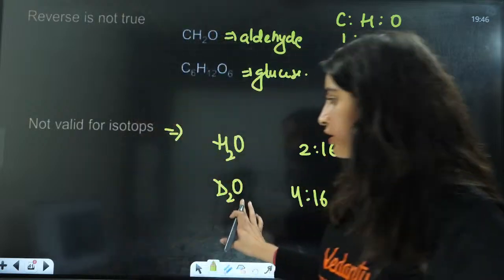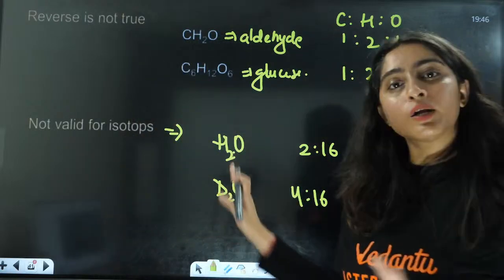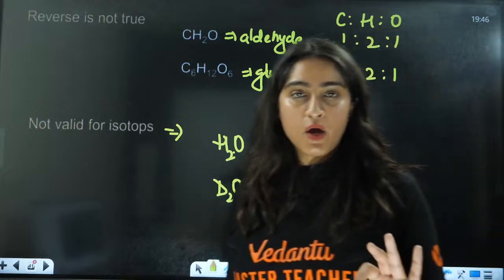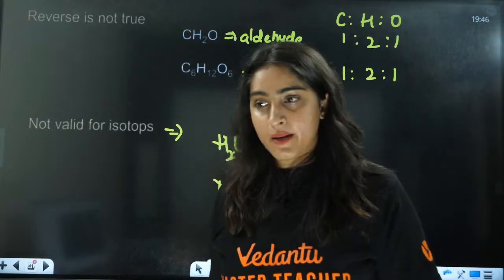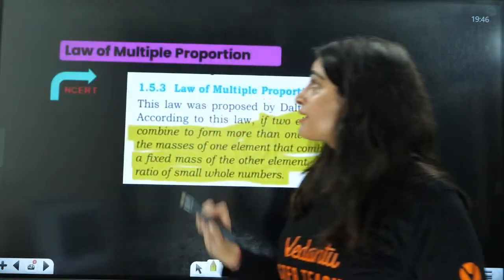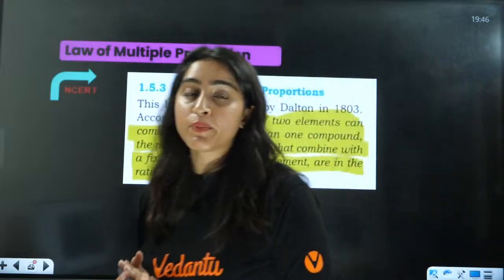Okay, this is heavy water and this is normal water. So it is not applied here. The atoms should be same. The isotopic nature should be same here, right? Next thing that we have is law of multiple proportions.